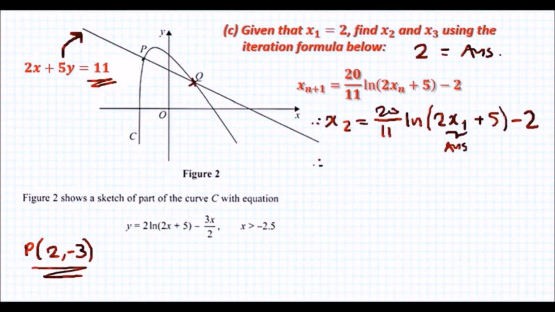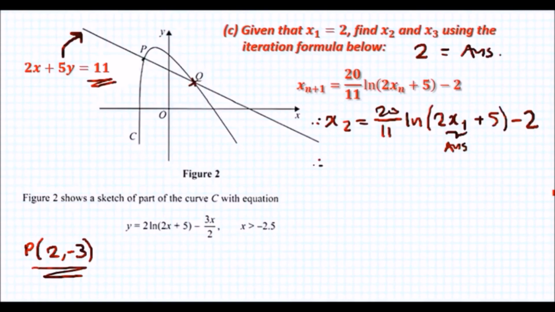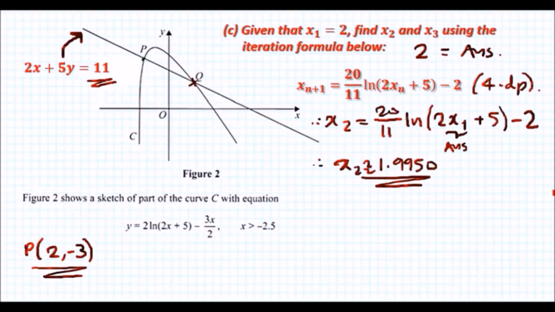When you put this in the calculator, you should get an answer of 1.9950. So x2 is about 1.9950. I didn't write this in the question, but you need your answers to 4 decimal places.